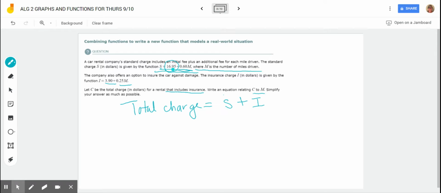Now we're going to substitute in these equations. 16.95 plus 0.6M. I guess you could put 60M, I just put 0.6. That makes it money, 60 cents. Okay. Plus, we need to add on our insurance. $3.90 plus 0.25M. All right. Now you're going to add like terms.